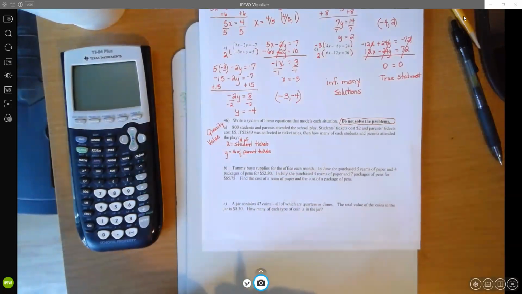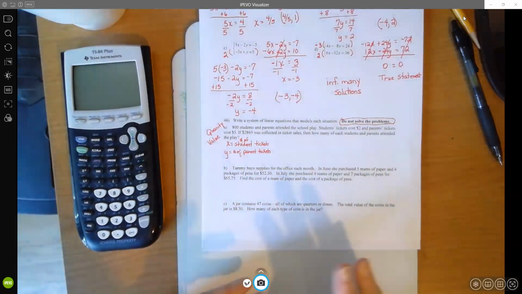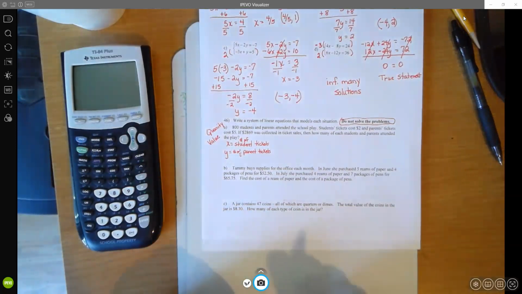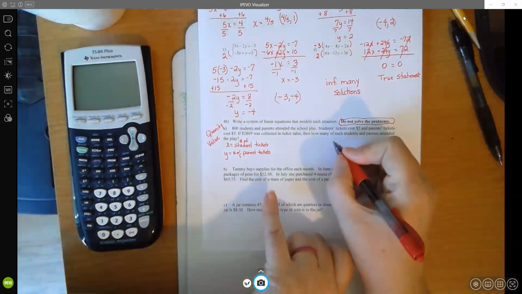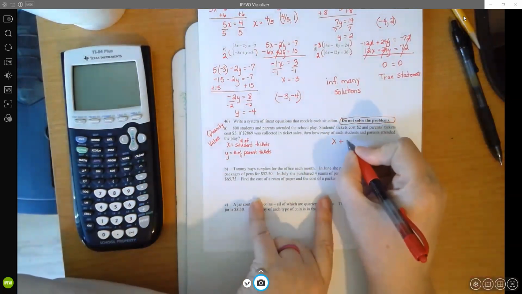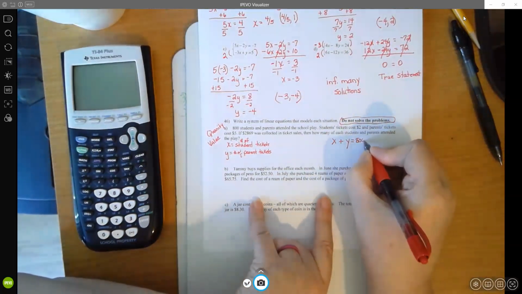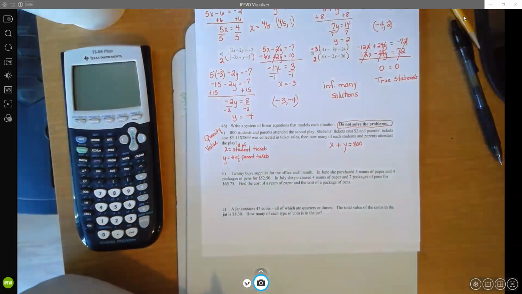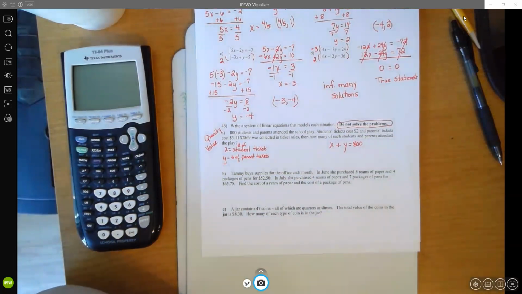And read that first sentence again. I've read through the problem a couple of times, I've thought about what I'm going to do, and now I want to break it down one sentence at a time. 800 students and parents attended the school play. That's the quantity. So if I have the number of students and I add the number of parents, that should equal the 800 people who attended the play.